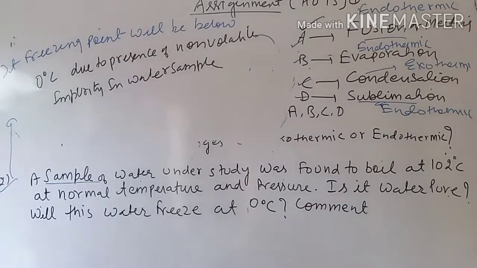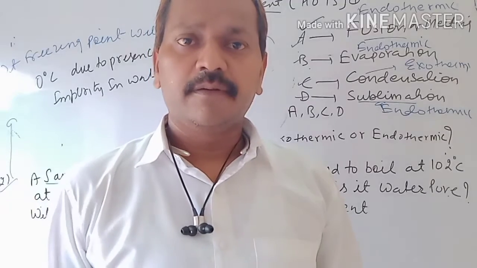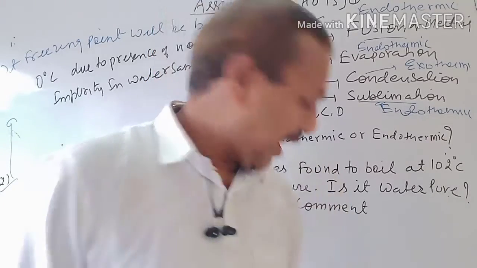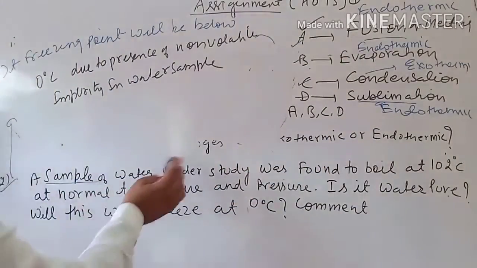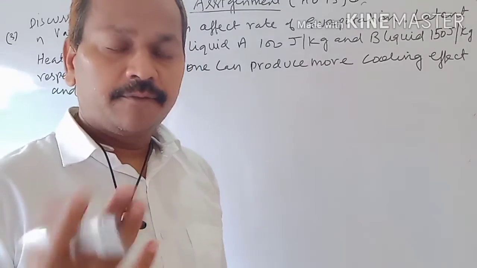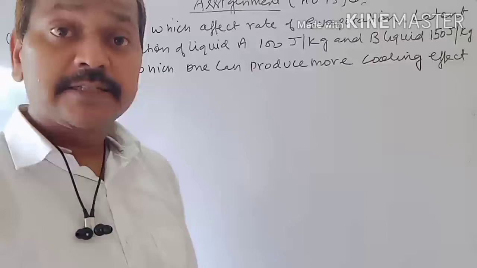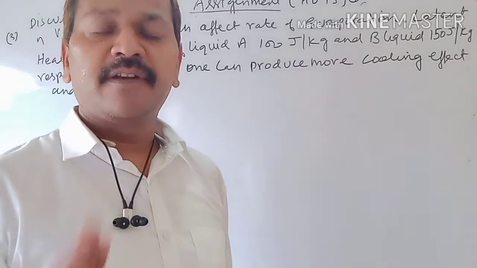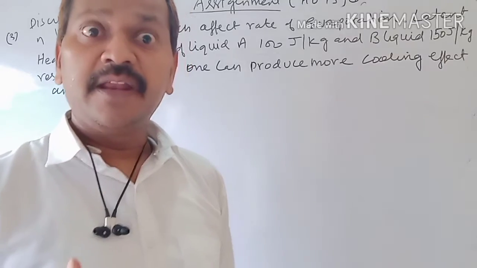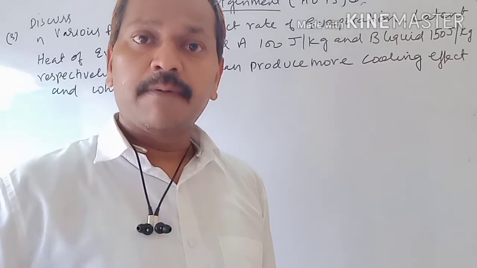Now the third question: discuss the various factors which affect the rate of evaporation. Number 1, surface area: as surface area increases, rate of evaporation increases. Temperature increases, rate of evaporation increases. Humidity increases, rate of evaporation decreases. Speed of wind increases, rate of evaporation increases.